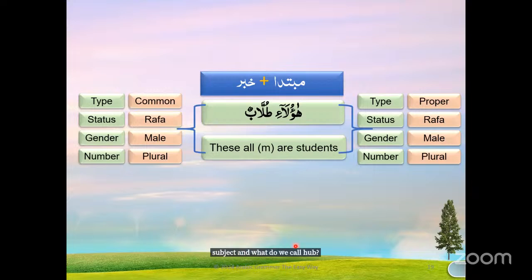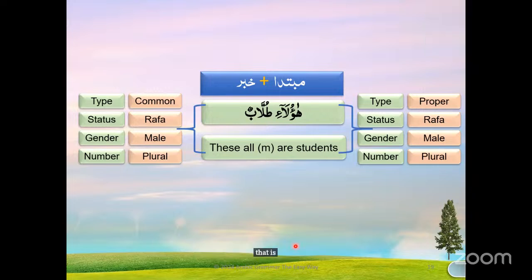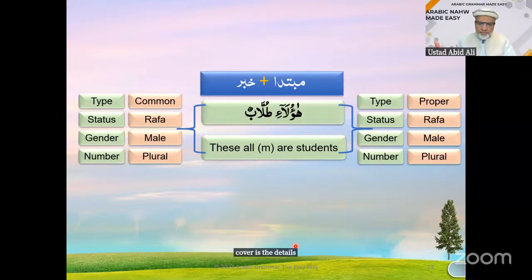And what do we call Khabar? Predicate. And what is the purpose of Khabar? That is the action being done. Khabar is the details about the Mubtada. Yeah, details. We are telling you something about a subject. Okay. And what are the 4 properties in between them? The type, status, gender, and number. That's right. What is supposed to happen with gender and number?